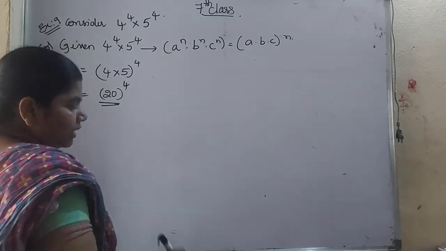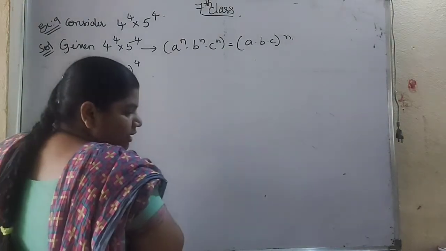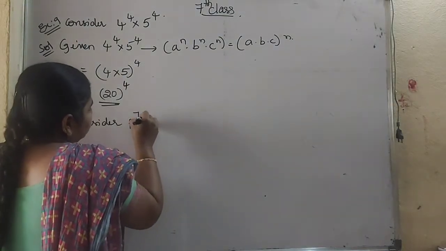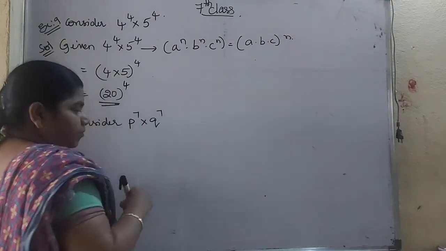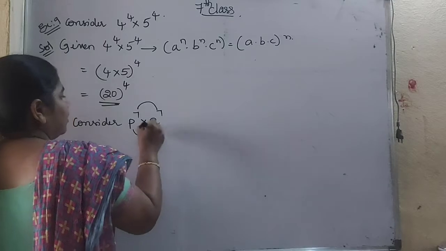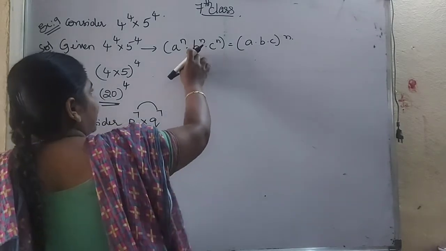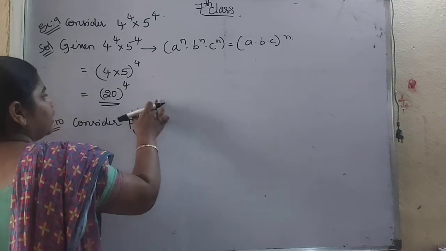So what is the example? Consider p power 7 into q power 7. If you see this, again both the powers are the same, bases are different. So which law of exponent are we using? Again this law of exponent only.